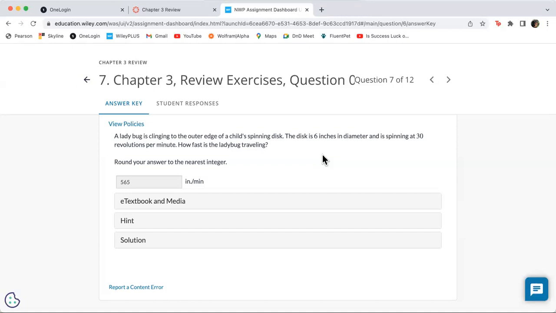How fast is a ladybug traveling? Too fast. How about that? Too fast. The answer is 2 for too fast. Why? That's a lot of radians. Yeah. All right.